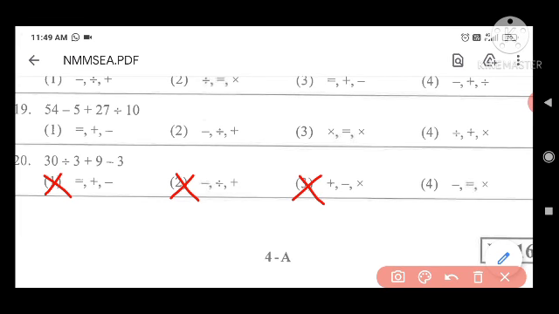This is also wrong. Automatically the fourth one is the right answer. Let us check whether it is right or wrong.